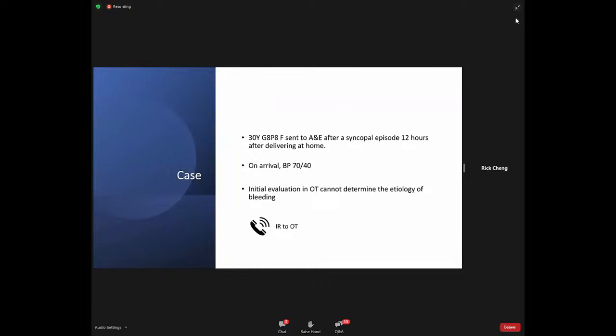Here's a case of a 30-year-old G8P8 woman that's sent to the A&E after a syncopal episode 12 hours after delivering at home. On arrival, she was hypotensive. Immediately, she was brought to the OT for evaluation. However, following initial evaluation, they can't quite determine the etiology of bleeding, and IR was called to the OT.